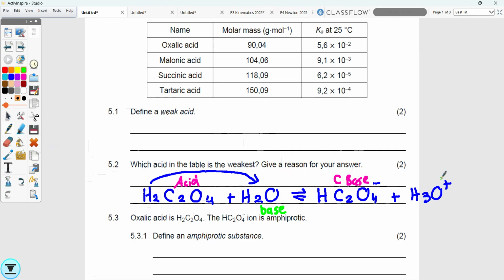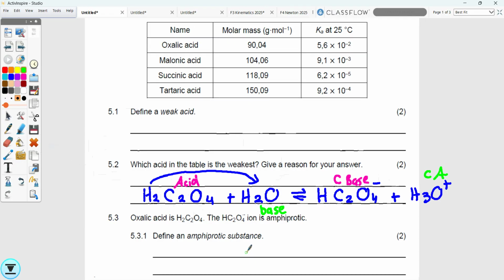Now if I go to this side, what is this then going to be? Conjugate acid. What is the difference between this and this? One hydrogen. So they only allow them to differ by one hydrogen, and that's how you spot them. Okay. Please, guys, that is important. It was in a few past papers already.